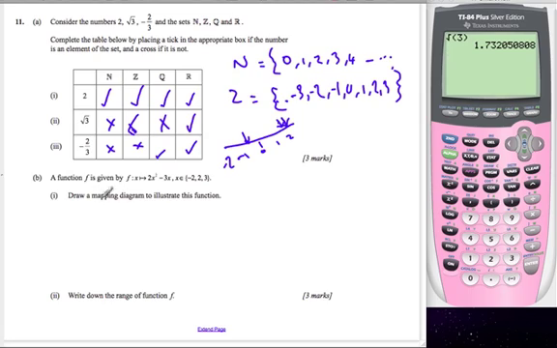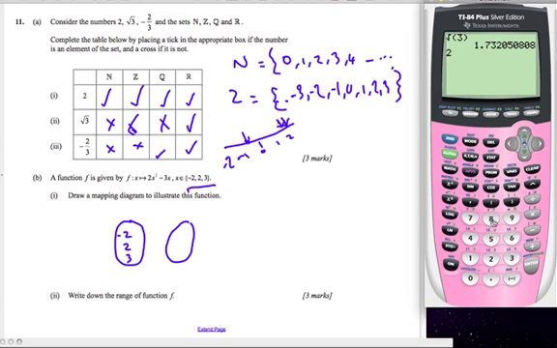Totally separate question, really, this one. We're going to draw a mapping diagram. A mapping diagram consists of the elements of the domain, which are given, so -2, 2, and 3. And then over here, we're going to put our elements of the range. So what we need to do is put these separate domains into our function. So we're going to do 2 lots of -2 squared minus 3 times -2.